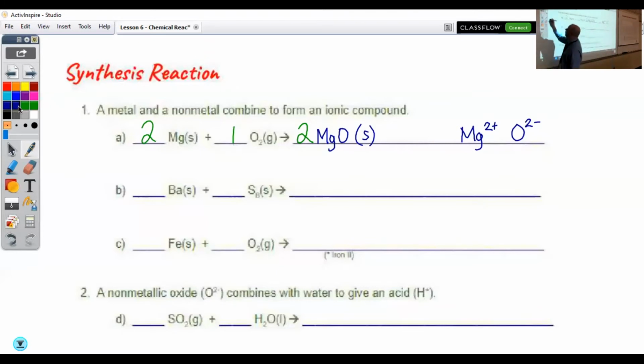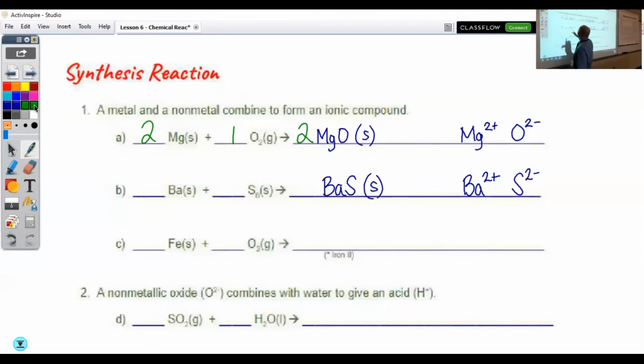We take a look at our second example. We have an element, barium, reacting with another element, sulfur. Barium is a metal, sulfur is a nonmetal. Just on the side here, barium is in group 2, so it's going to have a 2+ charge. Sulfur, that's in group 16, so it's going to have a 2- charge. When I put these 2 together, I get barium sulfide. Barium sulfide is going to be another solid. And in this case, most likely I would have to add heat to get this reaction to take place. So now I'm going to balance this.